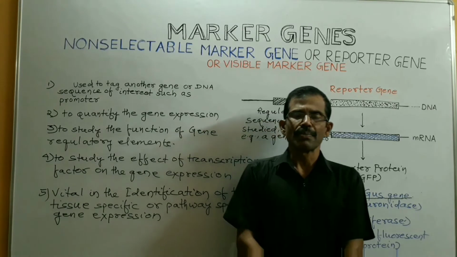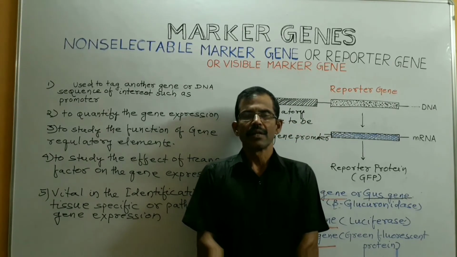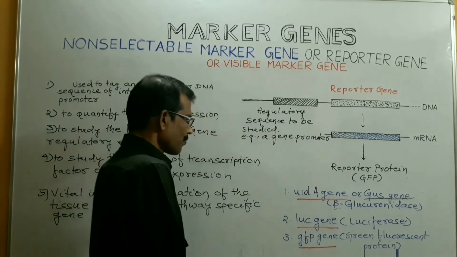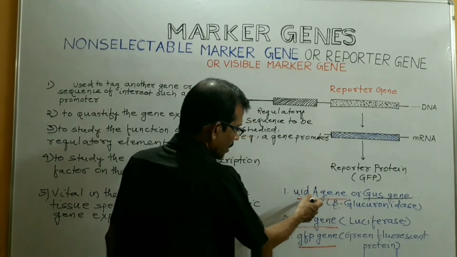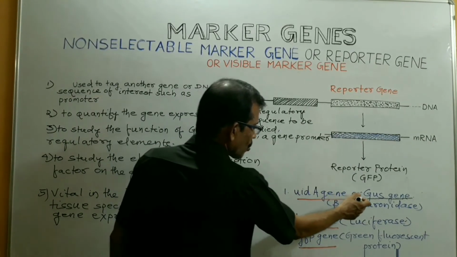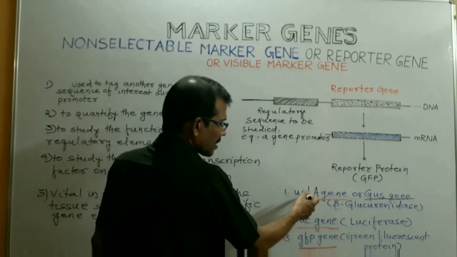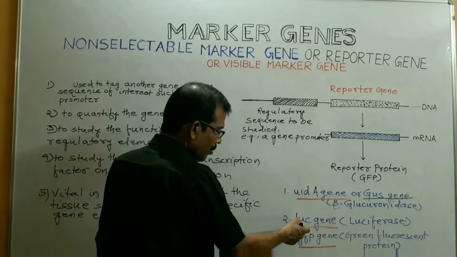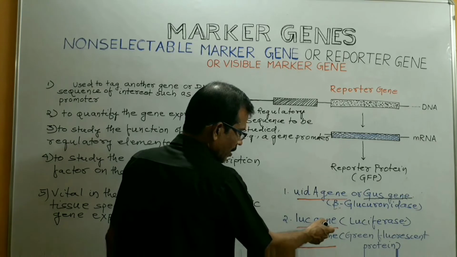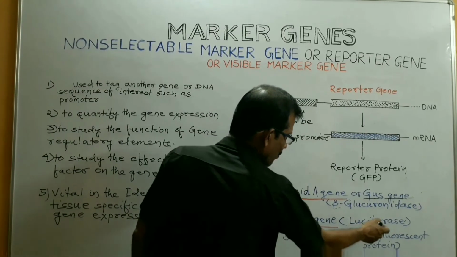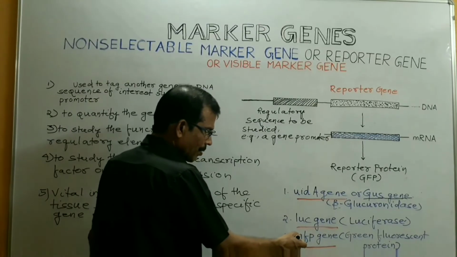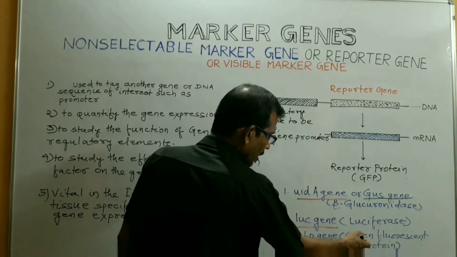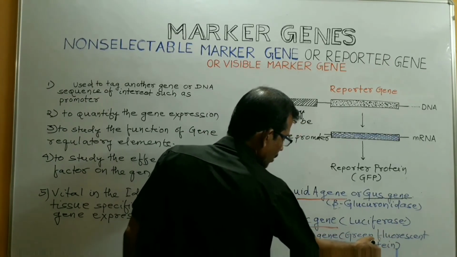Several reporter genes have been described in the scientific literature, but three of them are more popular. These three systems are the UIDA gene, also known as the GUS gene, which codes for the enzyme beta-glucuronidase. Another reporter gene is the LUC gene, which codes for the enzyme luciferase. And the third example is the GFP gene, which codes for a protein known as green fluorescent protein.